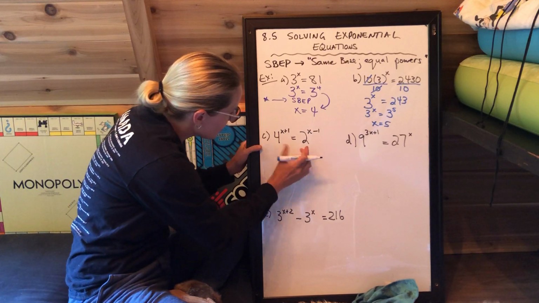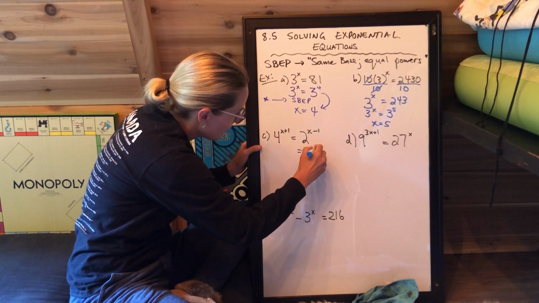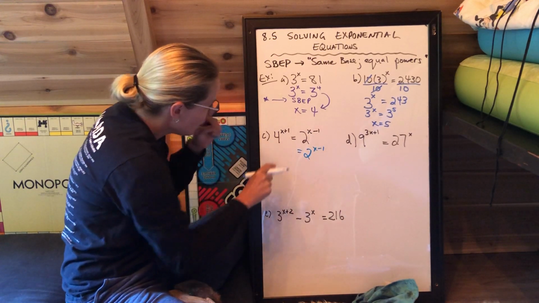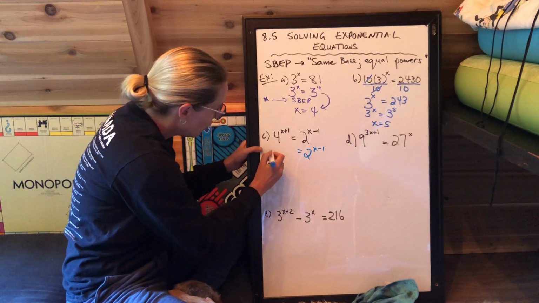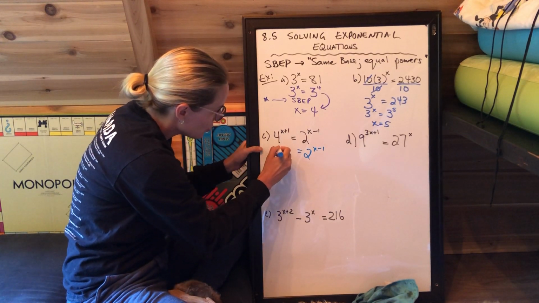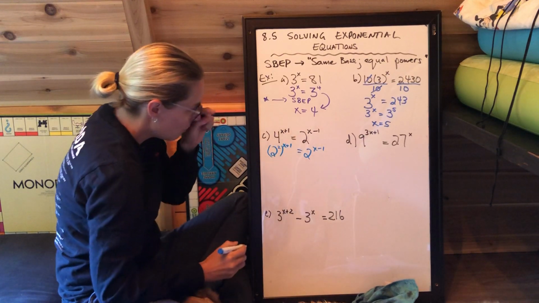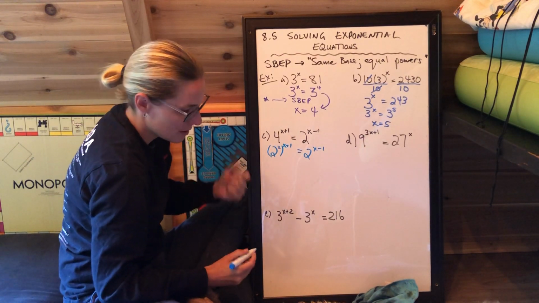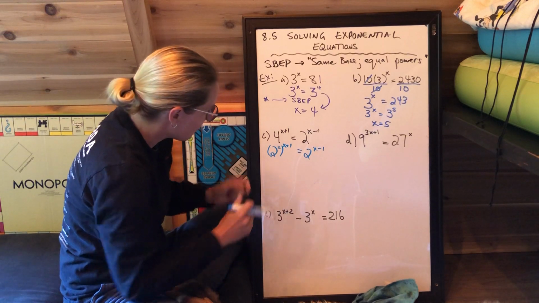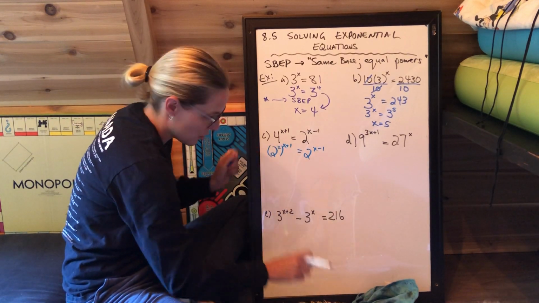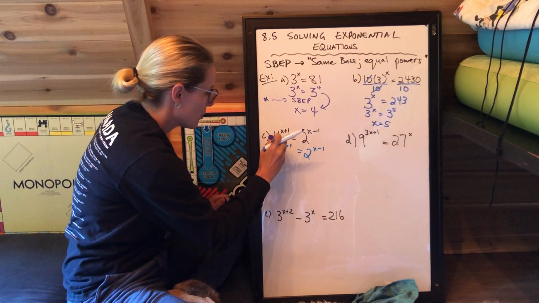In order for me to keep this, this one stays the same, it's already base 2. How do I make a 4 base 2? Well, I can replace the 4 with 2 squared, keep the exponent the same, and that will allow me to figure out what's going on here. So if I just expand this 2 in, just distribute it.